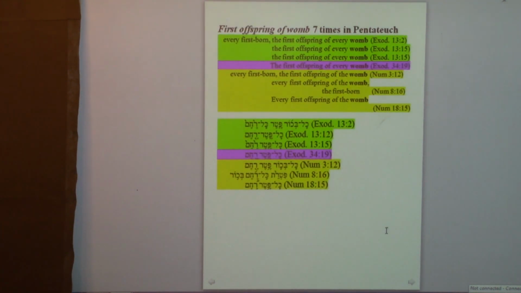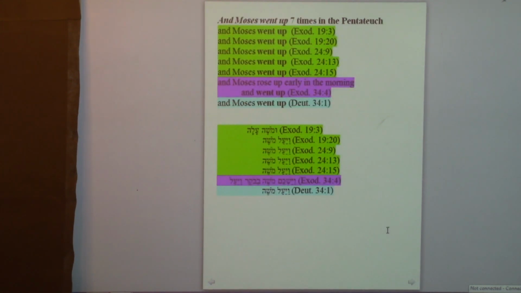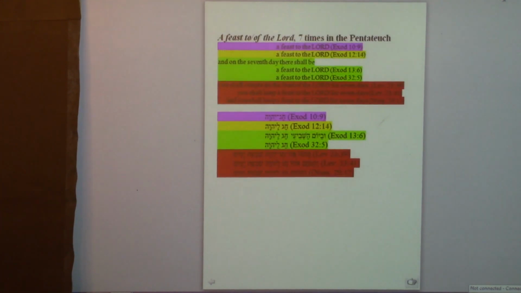The first offspring of the womb. Again, I'm not going to name each of these color codings. You can see it for yourself. The first offspring of the womb appears exactly 7 times. And Moses went up. Notice that phrase appears 7 times, and we've got 3 different contributors supposed to this event. It spreads across 2 different books of the Bible. All this meter is moving through Exodus. As I said, we're doing a detailed examination of meter, Hebraic meter, in the book of Exodus.